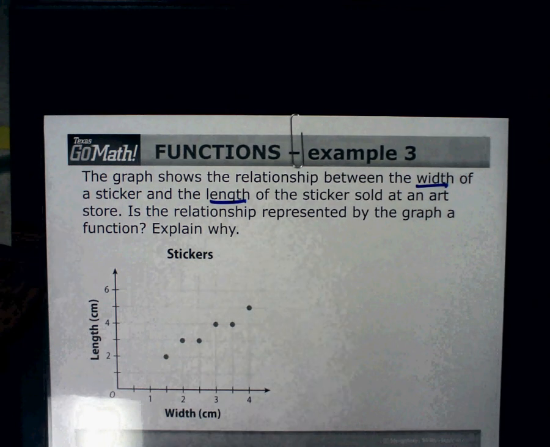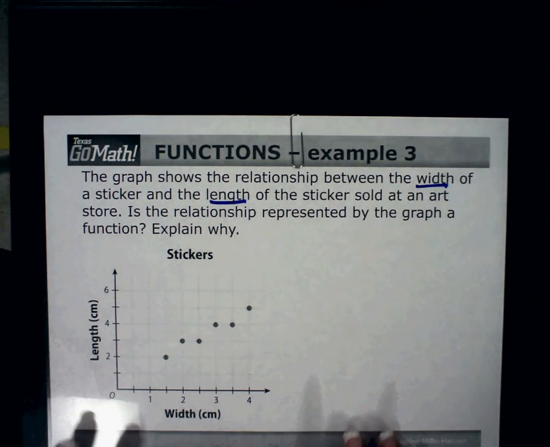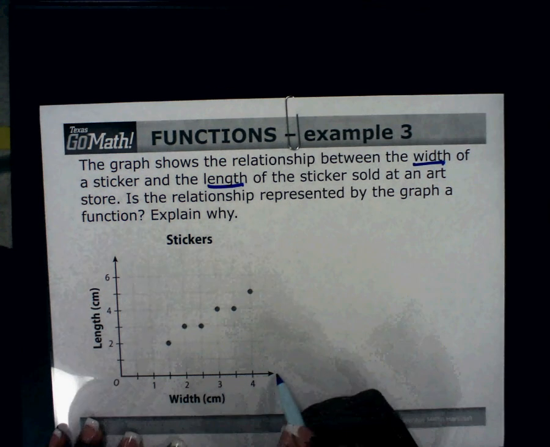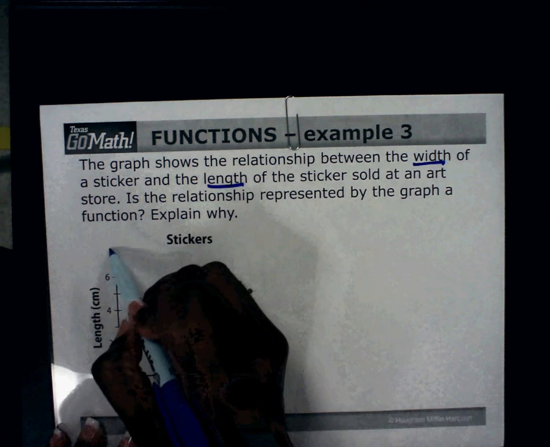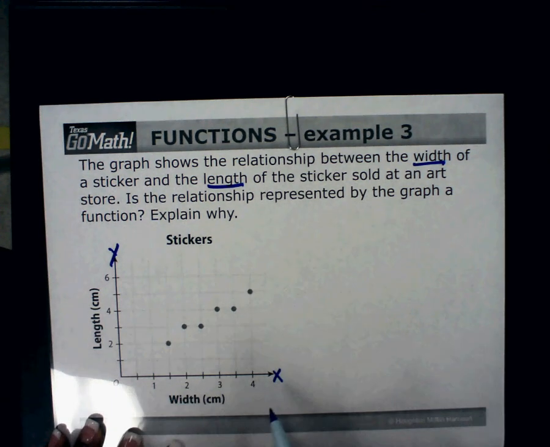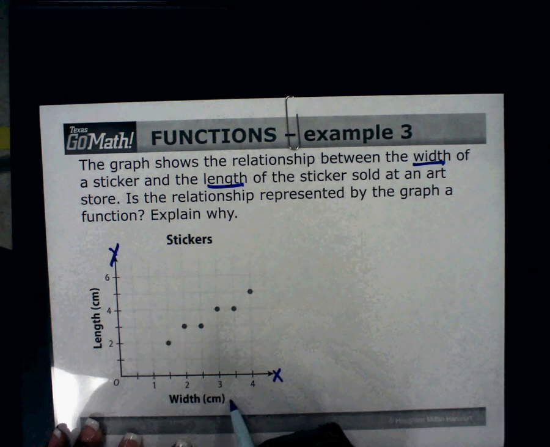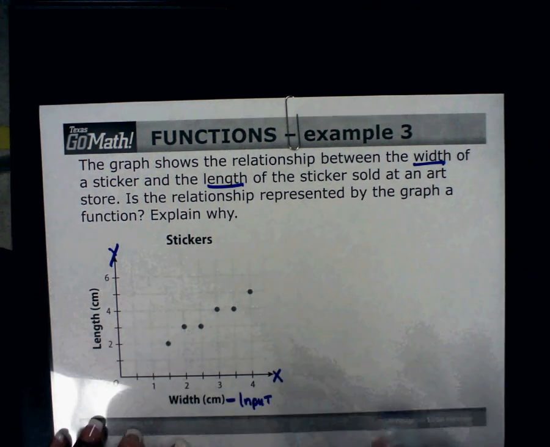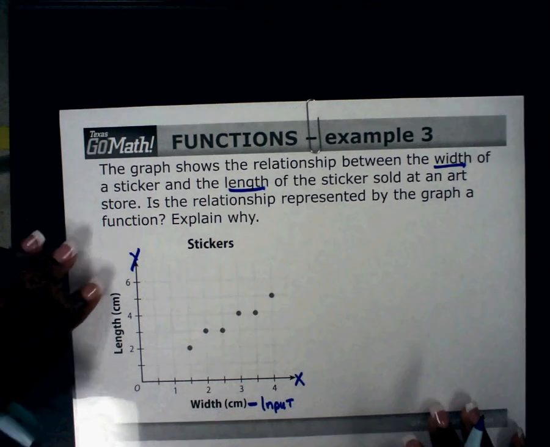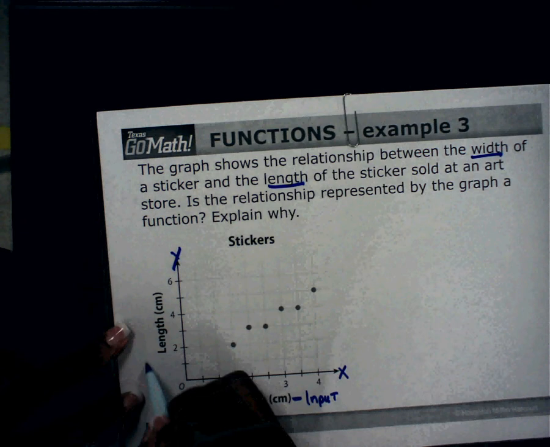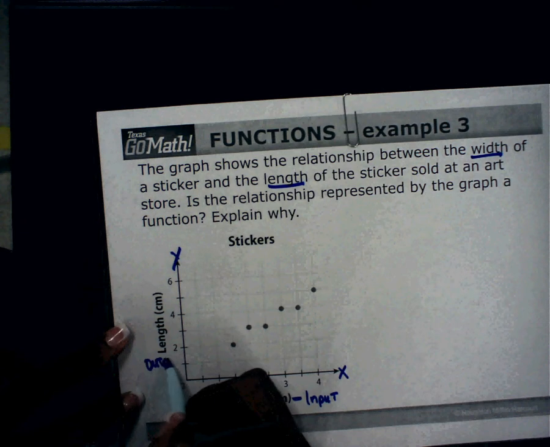Okay, so we'll tackle the first one first. But before we do that, I want to do a little labeling here. So this is our x-axis. This is our y-axis. And we know that our x-axis is the independent variable, which represents our input. And for our y, it's the dependent variable, which is our output.